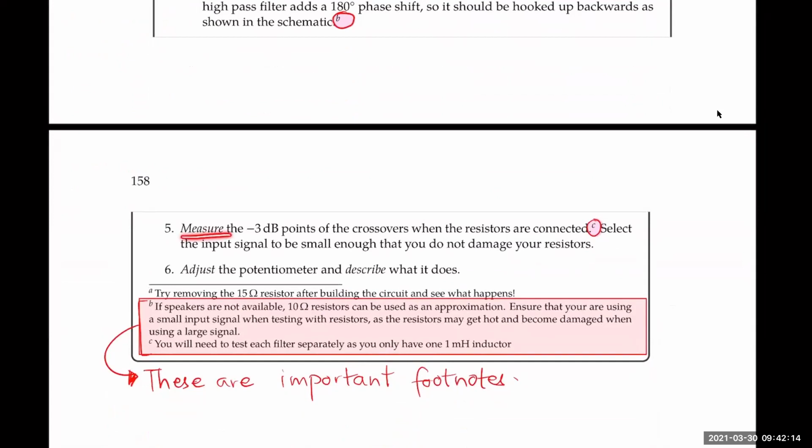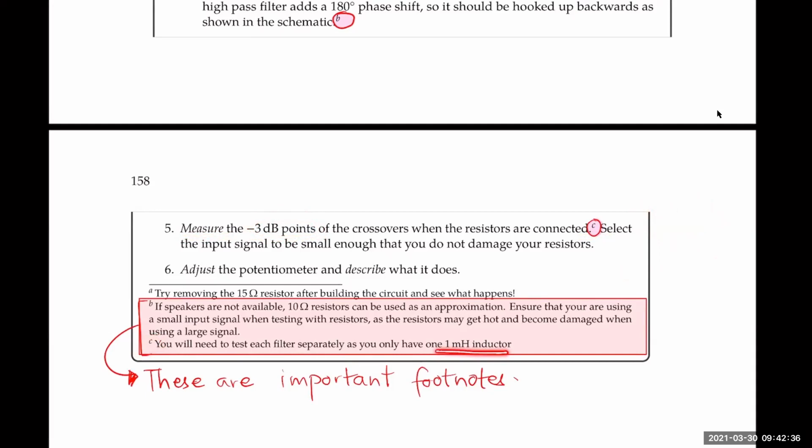Okay, so measure the 3 dB points. Now you use the network analyzer to measure the frequency response and then calculate or measure the 3 dB crossover frequencies for each of these filters. Okay, and now one point to note here is this footnote C.